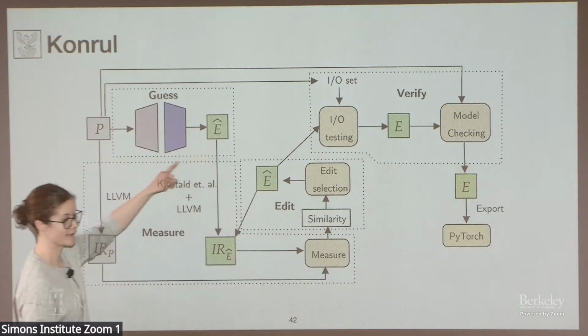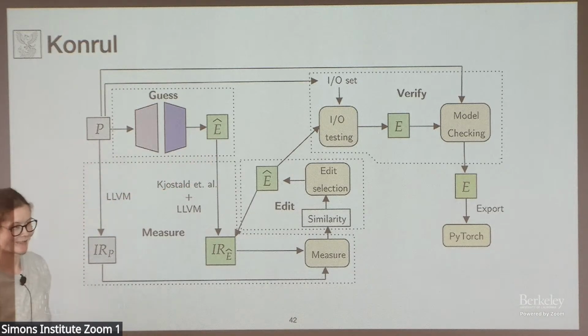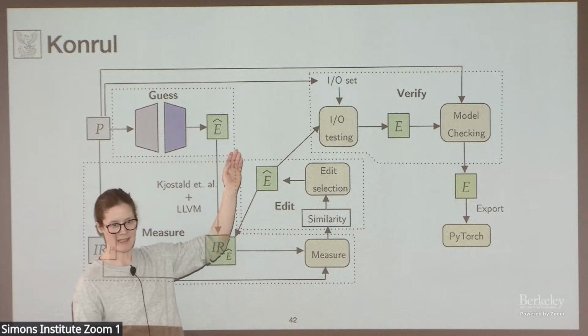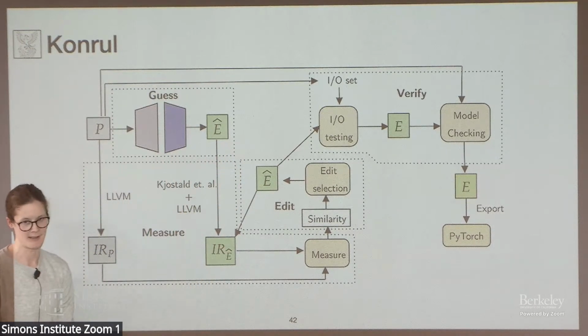We're currently here. So program. What's P? What's E hat? I think the notation here is a little confusing. Sorry, I did copy and paste this from the paper. So P is the input program, which is in C. E hat is the guess, which is in einsum. So this is the guess that has come from our small language model.